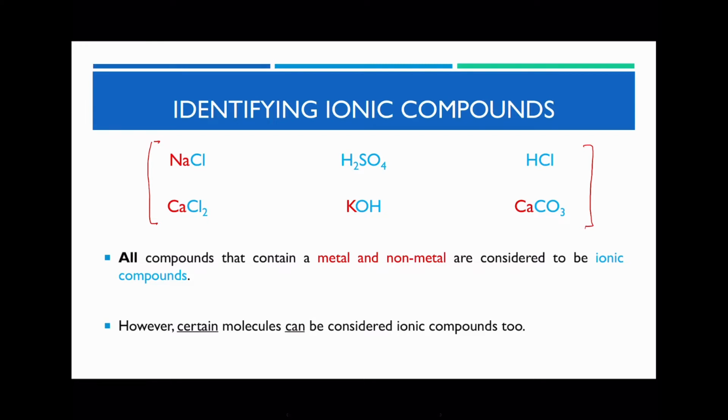Generally speaking, all compounds that contain a metal, the one in red, and a blue non-metal are considered to be ionic compounds. However, if we look at these examples over here, these are two examples that are actually molecules, meaning molecules that only contain non-metals. But non-metal molecules could also be ionic compounds too, and this is something that you're just going to have to recognize. For now, you don't really need to know which non-metals are classified as ionic compounds, but please have an understanding that ionic compounds are not just limited to things that have just a metal and non-metal. They could also be molecules as well.